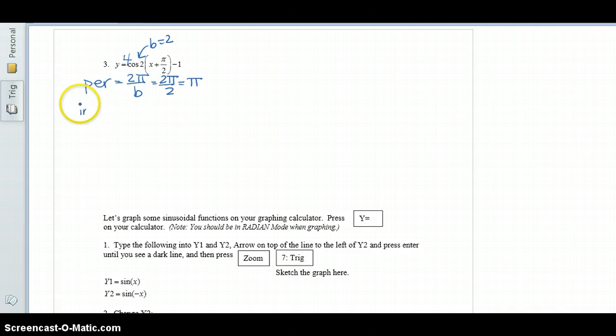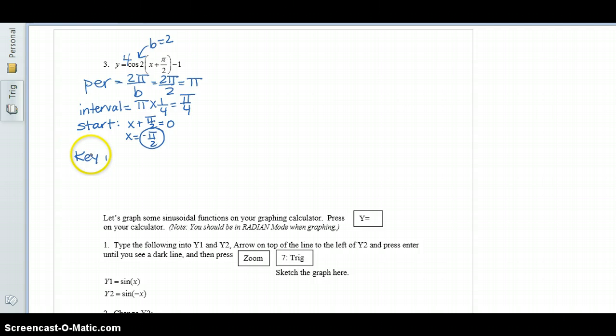The next thing you do is you calculate your interval. The interval is equal to your period times 1/4, so in this case it's pi times 1/4, which is pi over 4. After that, you find your start. The way you find the start is you set what's inside the parentheses equal to 0, and you solve for x. So in this problem, we're going to be starting at negative pi over 2.